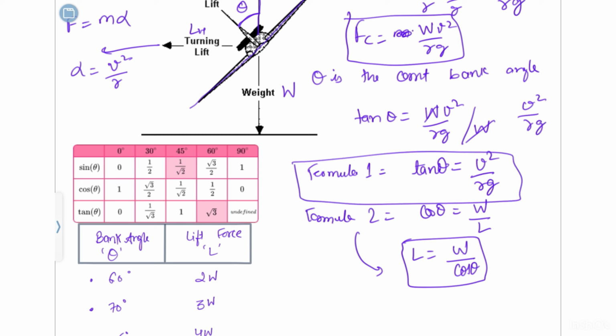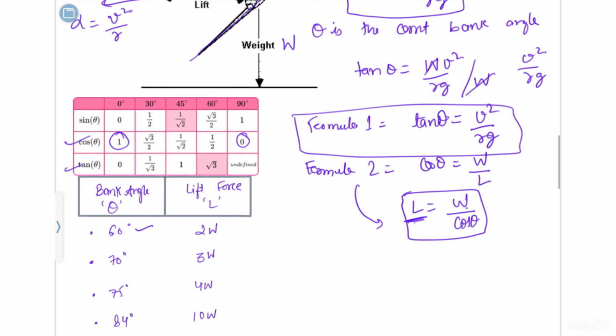So first the second formula, that is L, lift which is required to be generated, is equal to W by cos theta during a turn. So we know about cos theta and tan theta. I have put a table here, and we know that cos theta is highest at 0 degree and at 90 degree it is 0. So at 0 degree, when there is no bank angle, when theta is 0, no banking, straight and level flight, the lift is equal to weight.